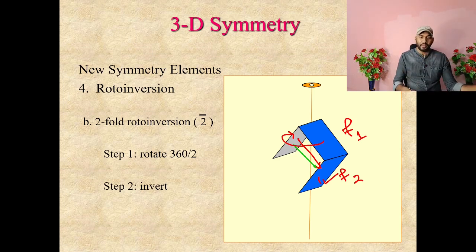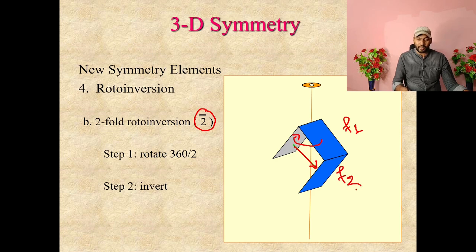Okay. Similarly, here if we stop at F2, that is not the completion of the operation. We have to rotate it again and then invert it. If it comes to the initial position, then it is the end of the operation. Understood? We started from F1, then we rotated. As it is roto-inversion, we cannot stop here, we have to invert. Now this is F2, our symmetric phase.